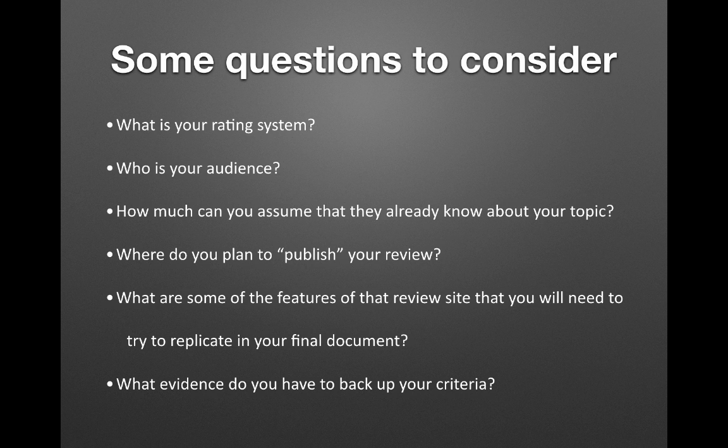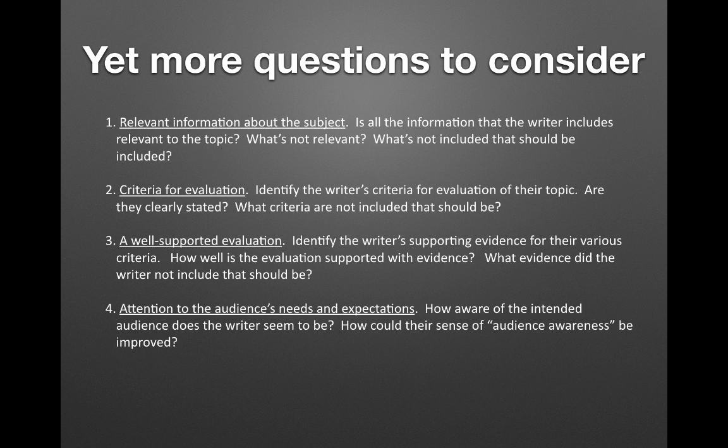So, okay. Let me, I think I had this in the worksheet that you guys did, but I also had some additional questions. These are based on the characteristic features of a review essay. So that's what you're seeing underlined here. Relevant information about the subject. Is all the information that the writer includes relevant to the topic? What's not relevant? What's not included that should be included? Okay, criteria for evaluation. I think we've talked pretty well about that. A well-supported evaluation. So we're going to back up those criteria with supporting evidence.